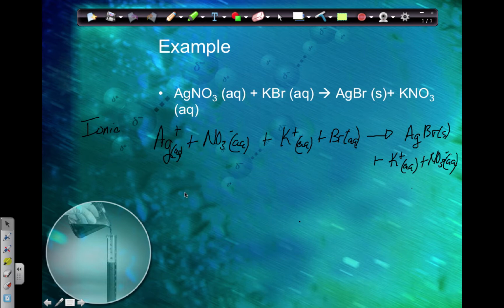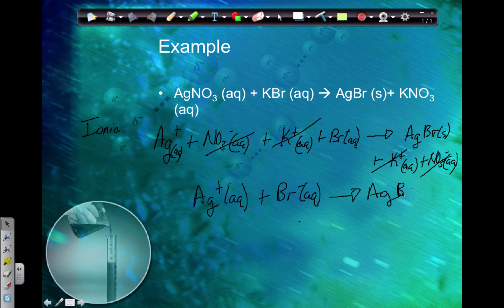Now what I do is I take out spectator ions. So anything that appears on both sides exactly as is, take it out. So silver, well, there's no silver plus over here. Nitrate. There's a nitrate here. Here's a nitrate. Let's get rid of that. Potassium. K+, get rid of it. All right, so now what I'm left with is this. AgBr, solid.